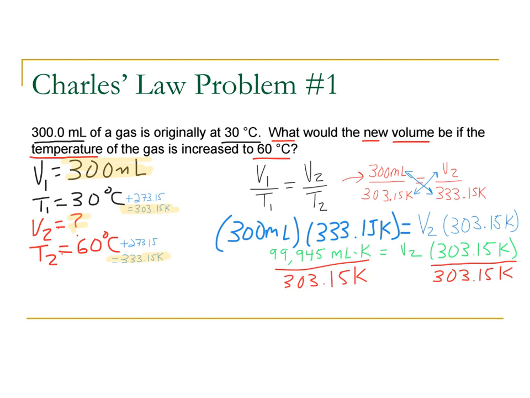I want to get V2 all by itself. Right now it's times 303.15, so I'm going to divide by 303.15 on both sides. I'm just checking my units as well. You can see that volume 2 is going to be in units of milliliters, so the last thing I'm going to do is 99,945 divided by 303.15, and I get a volume of about 330 milliliters with a little bit of rounding.